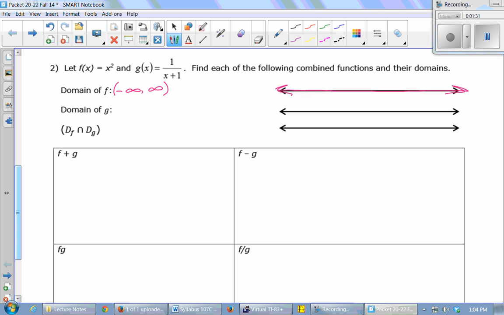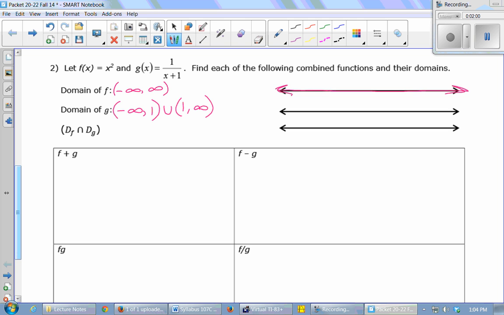All right, and then let's look at g. What's the domain of g? 1 over x plus 1. All real numbers except for negative 1. So if I was going to do that in interval notation, I would say negative infinity to negative 1, not including the negative 1 because I can't put it in, and then union that with negative 1 to infinity, right? Not including the negative 1 in either of these. So that is just one way of writing all real numbers except for negative 1.